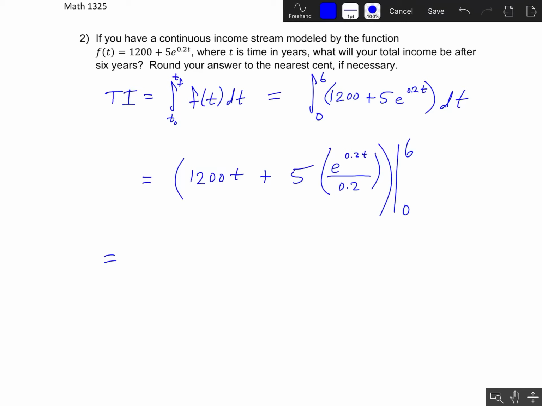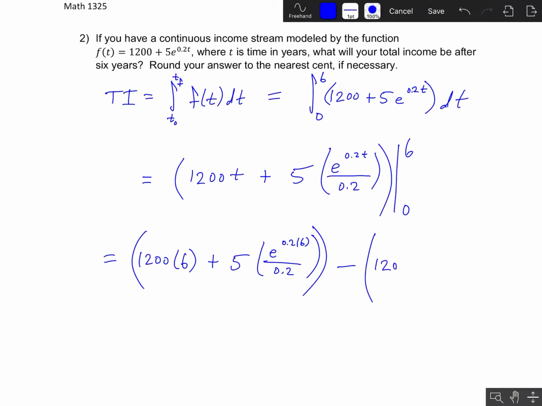So what I would get is 1200 times 6 plus 5 times e to the 0.2 times 6 divided by 0.2. This is all just the evaluation at 6. And then I need to subtract the evaluation at 0. So that would be minus 1200 times 0 plus 5 times e to the 0.2 times 0 divided by 0.2, if you just plug in 0.